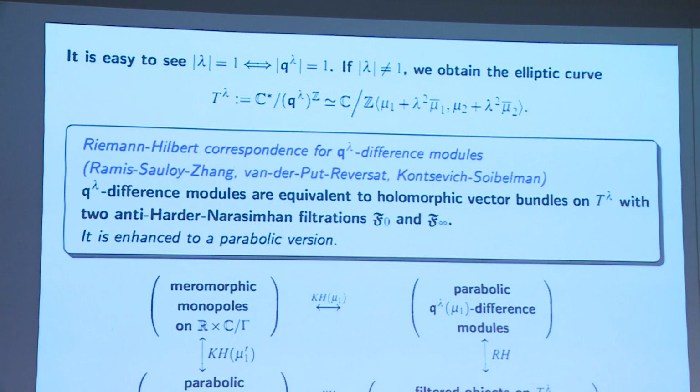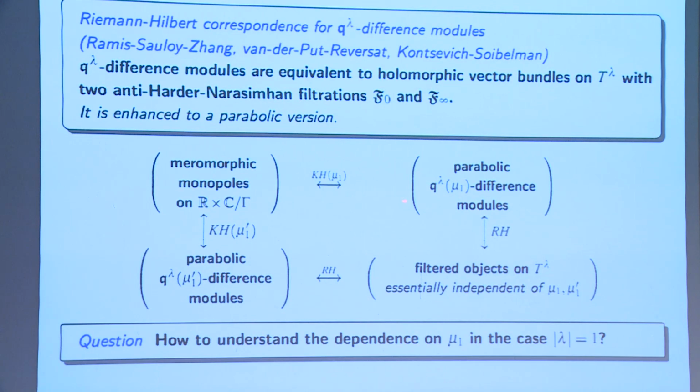According to the work of Ramis, Sauloy, Chang and van der Put, Levelt, and Kontsevich-Soibelman, they established the Riemann-Hilbert correspondence for q-difference modules. According to their work, q_lambda difference modules are equivalent to holomorphic vector bundles on this elliptic curve with two anti-Hartmann filtrations, F_0 and F_infinity. And it is enhanced to a parabolic version of the Riemann-Hilbert correspondence.